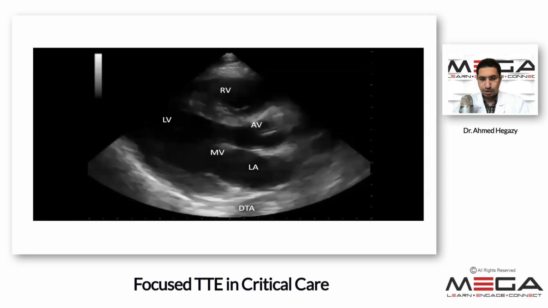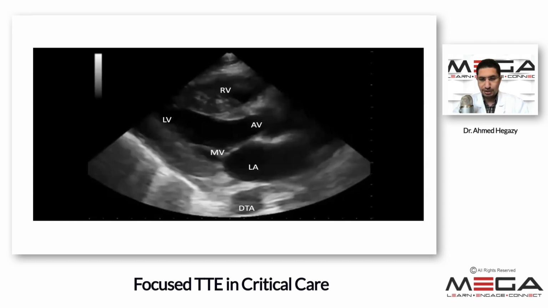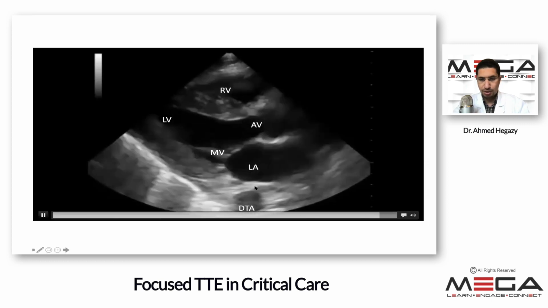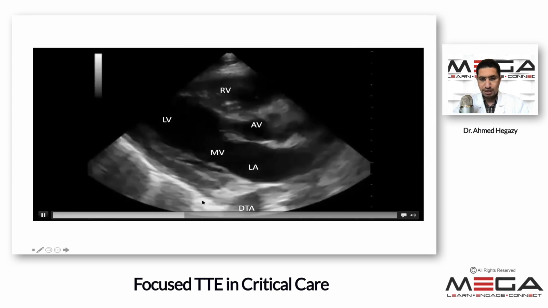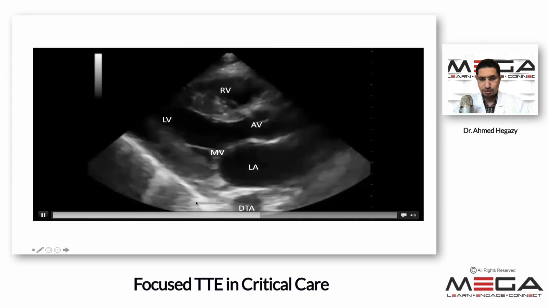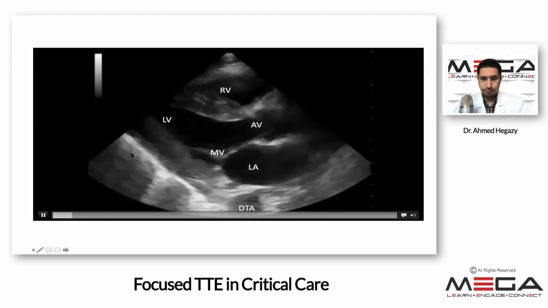The way to differentiate is by looking at the descending aorta. If the fluid is tracking anterior to the descending aorta, between the descending aorta and the heart, then it's obviously a pericardial effusion. If the fluid is tracking posterior to the descending aorta, then it is a left pleural effusion.